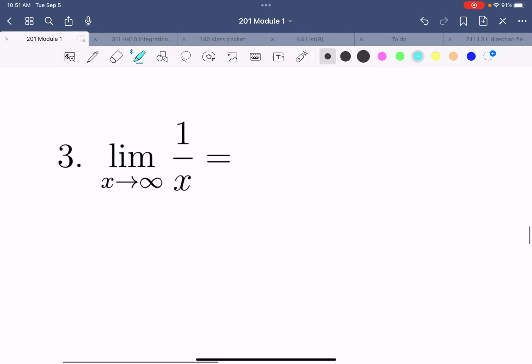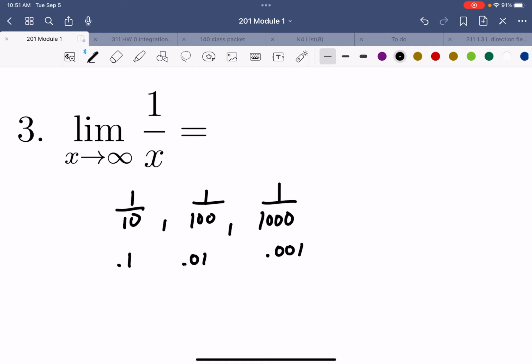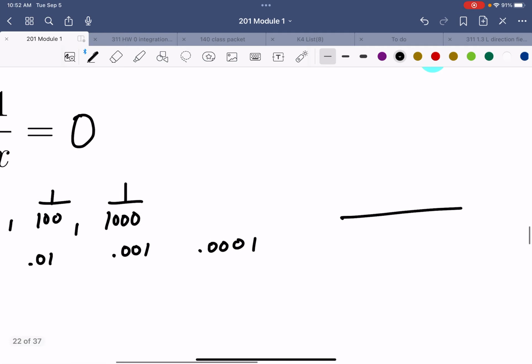So then when we get to things like 1 over x, okay, so if you think about plugging in a really big number, then let's think about plugging in 1 over 10 or 1 over 100 or 1 over 1,000, right? So this is going to be 0.1, 0.01, 0.001. And as we keep going, we're going to get 0.0001 and as many zeros as I want. So where is this going? This is getting smaller and smaller and smaller. This is headed to 0, right? And we can see that from the graph. If you think about 1 over x looks like this.